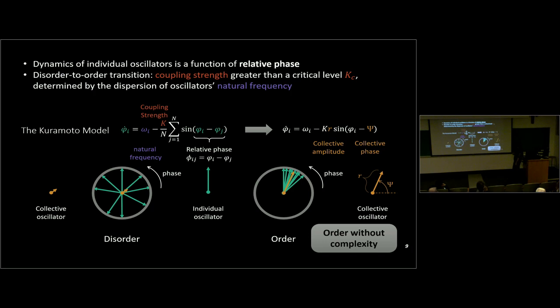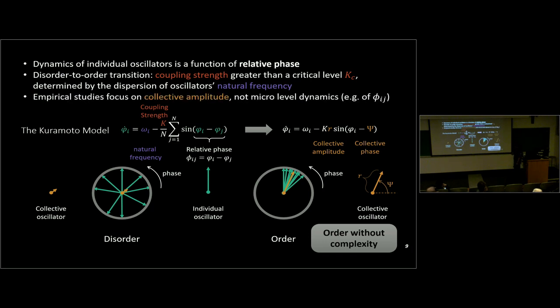The problem I have with the model is that this is order without complexity. Once they enter this state, they are all aligned with each other. They are no longer separable processes. They are not doing anything different. But this model has been shown to capture a lot of empirical phenomena over the past 20 years. So what has been missing in the empirical experiments?